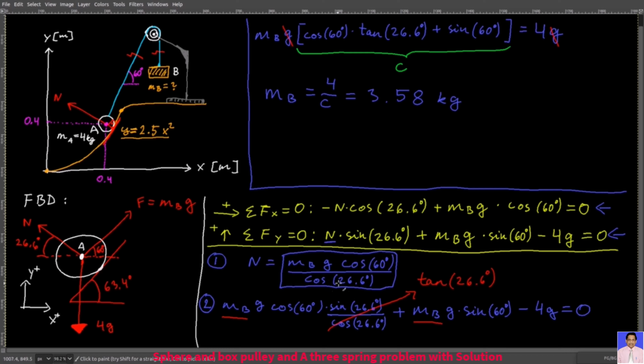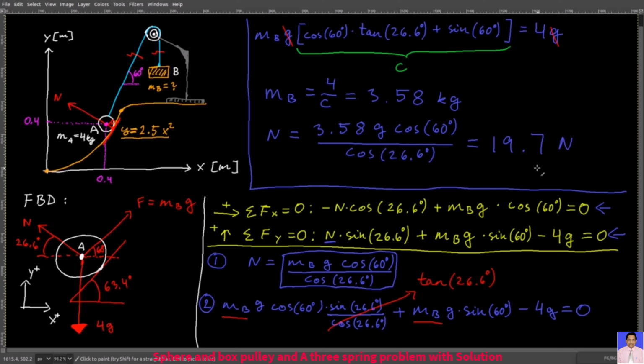And now you can take this formula here, and you will have N equals, your mb is now 3.58 kilograms times g times cosine 60 degrees over cosine 26.6 degrees. And if you calculate that, then you will have 19.7 newtons. So that's your normal force. Your mb equals 3.58 kilograms and your normal force equals 19.7 newtons.